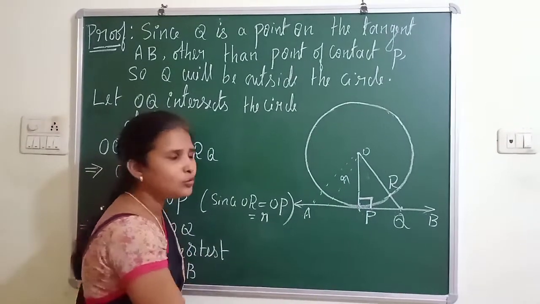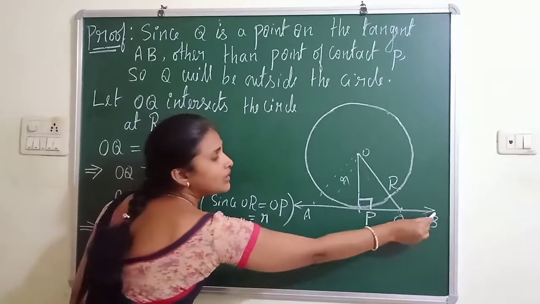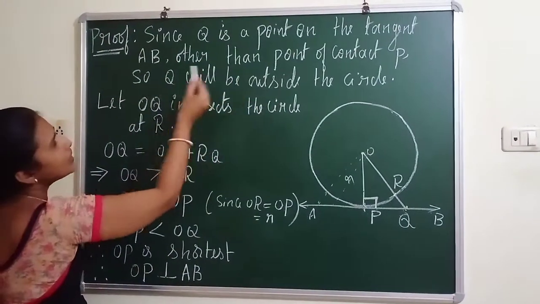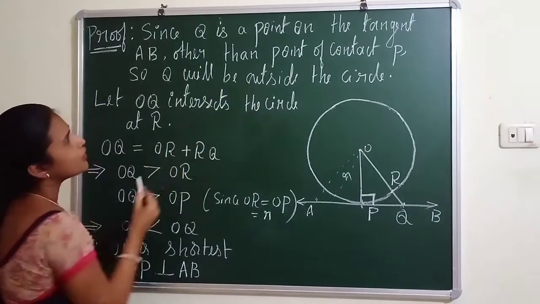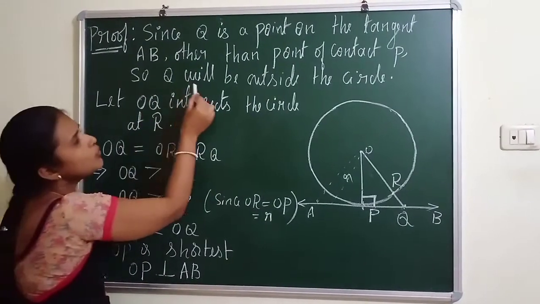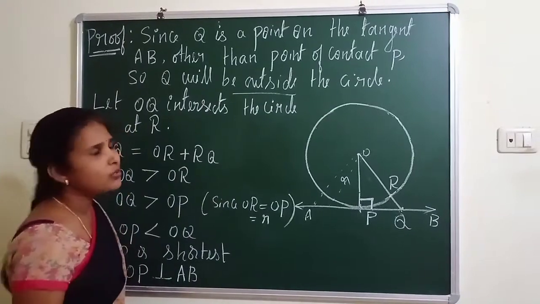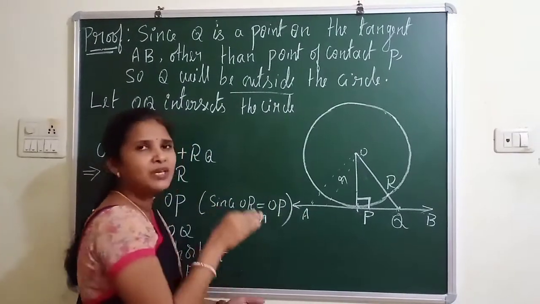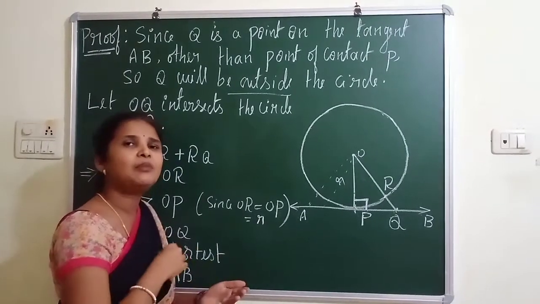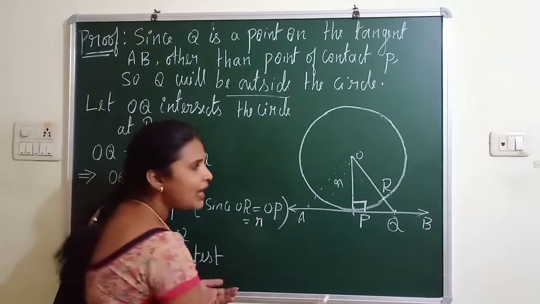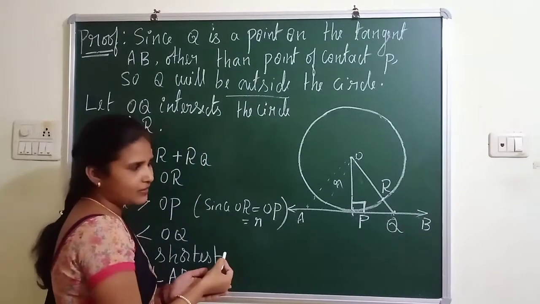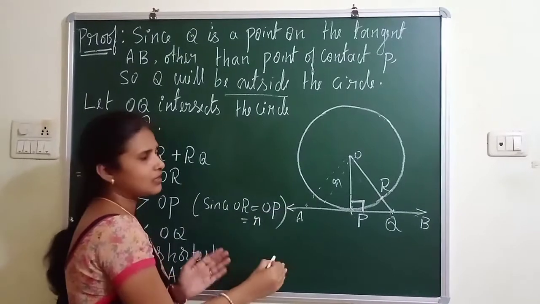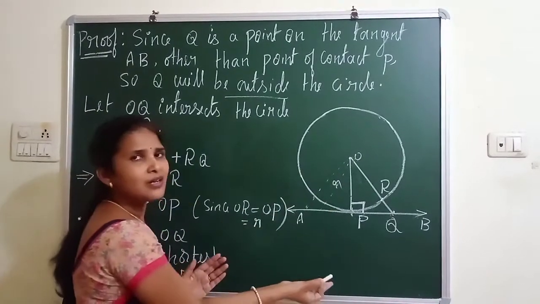So I can conclude that Q should be on the tangent and outside the circle. Since Q is a point on the tangent AB other than the point of contact P, Q will be outside the circle. Very important concept here. It cannot be inside; if it is inside, it will become a secant. So because we have taken a point Q on the tangent, it cannot be on the circle or inside the circle. It should be outside the circle.